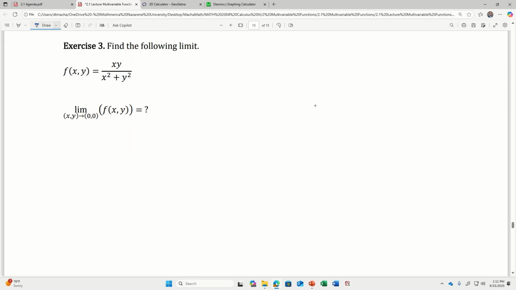Let's try the same trick. Let's say we want to take this limit, and we're going to switch to polar from the get-go so we don't waste our time. And polar means that r squared is equal to x squared plus y squared.